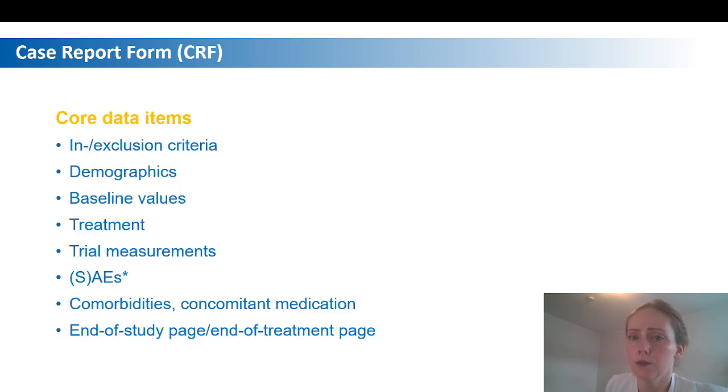CRF should meet the following minimum scopes. It should have inclusion and exclusion criteria to check if the participant meets the eligibility requirements for the study. It usually includes baseline values such as, depending on the trial, the initial weight, initial blood values, and medical history. All trial relevant measures are checked. Furthermore, adverse and serious adverse events, comorbidities, and medication should be implemented. And an end of the study page should capture important information and data related to the completion of the clinical trial.